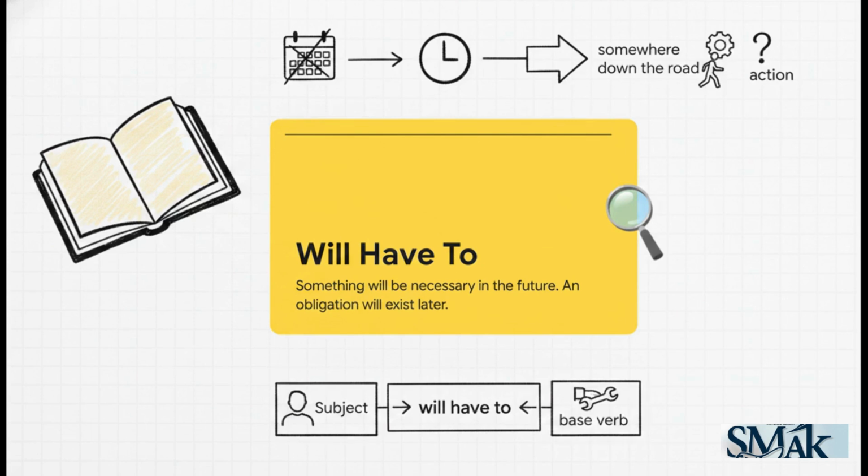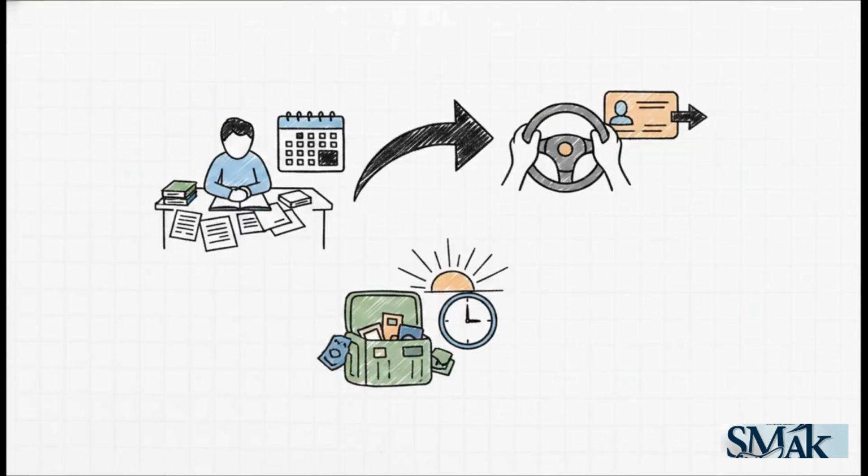This formula is great because it clearly signals that a responsibility doesn't exist right now, and it didn't exist yesterday, but it is waiting for you somewhere down the road, maybe tomorrow, maybe next month, or maybe even a decade from now. Just like with our past timeline, we use this structure for upcoming responsibilities, rigid requirements, and future necessities.